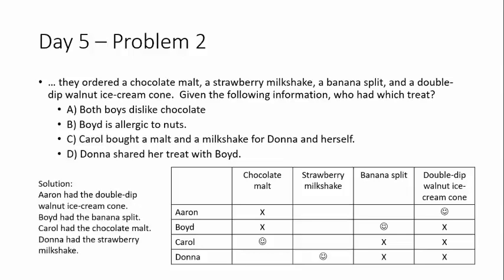So we summarize what we have found here in a sentence. Aaron had the double-dipped walnut ice cream cone. Boyd had the banana split. Carol had the chocolate malt. Donna had the strawberry milkshake.